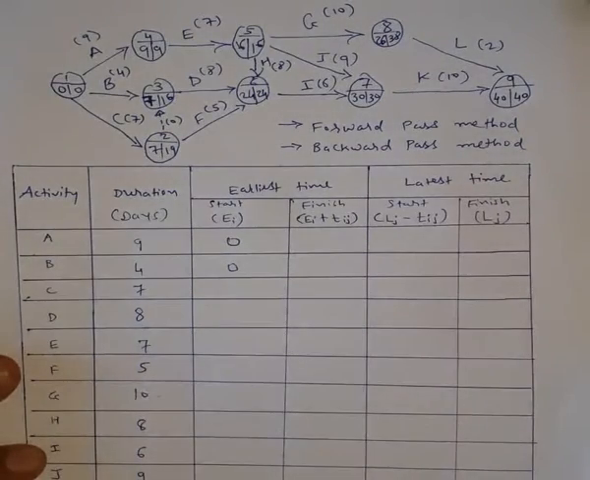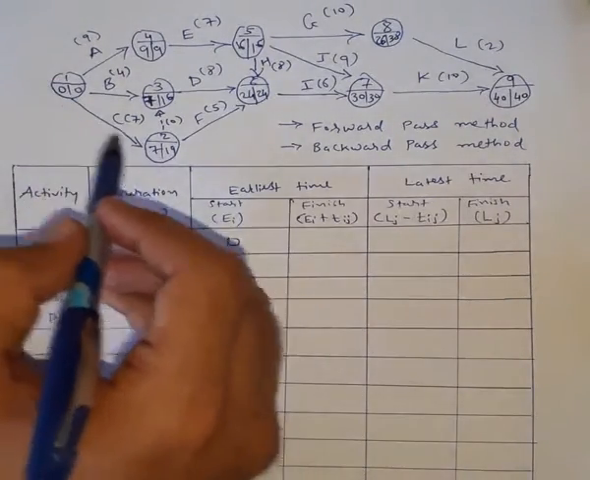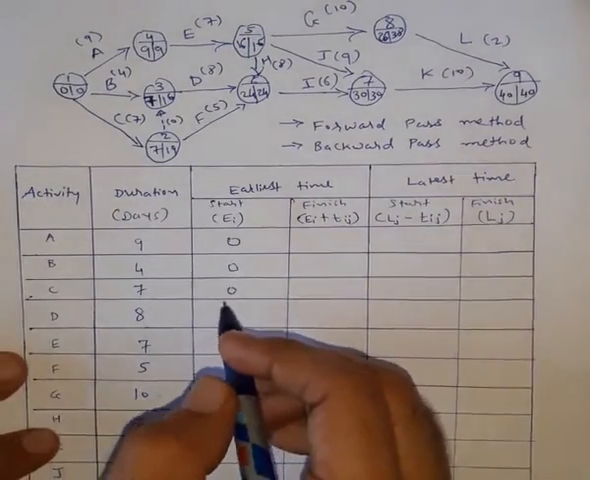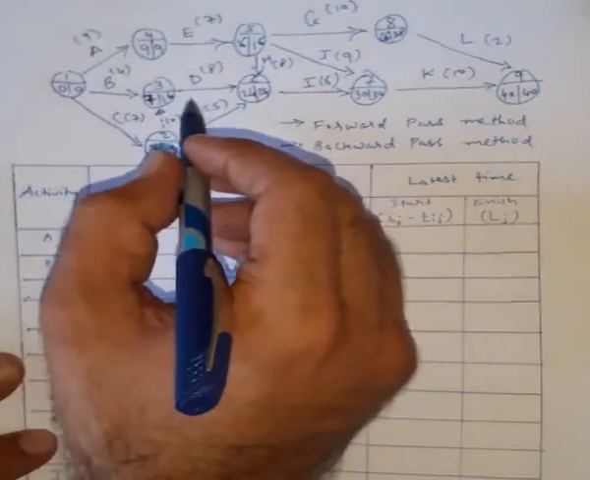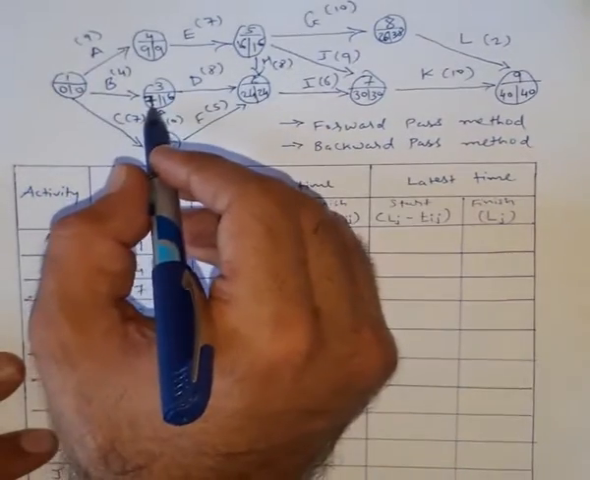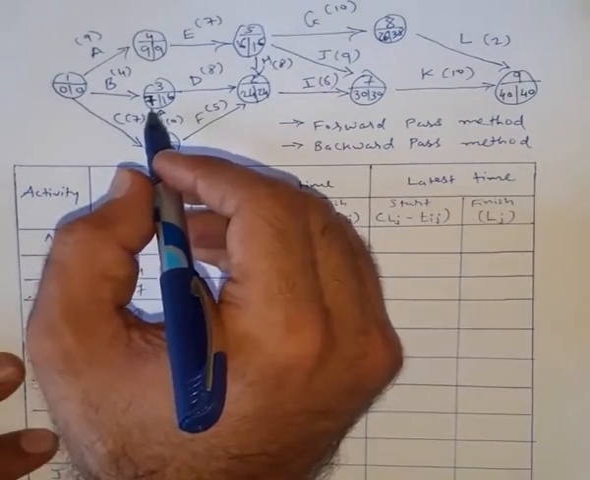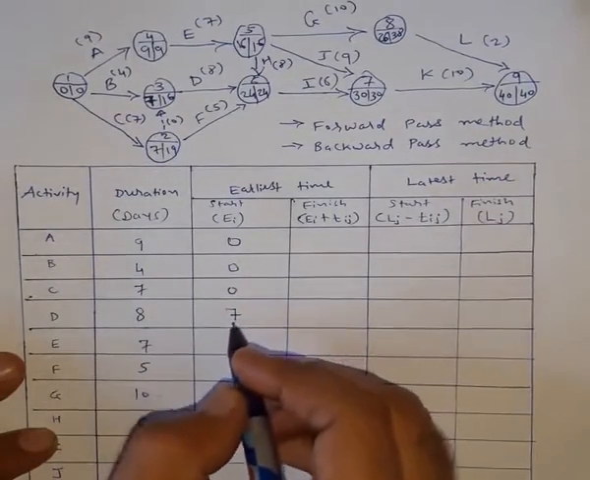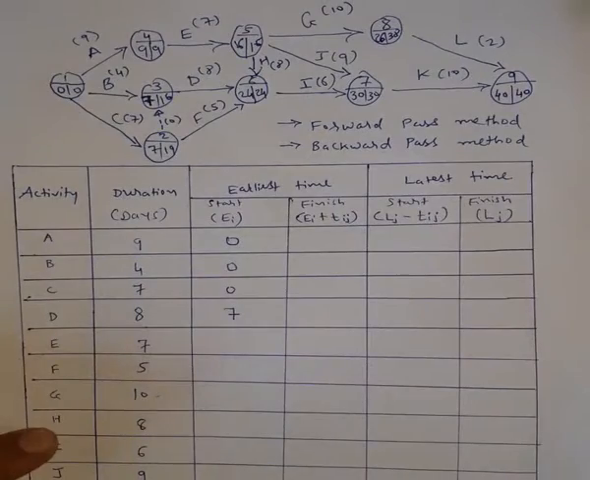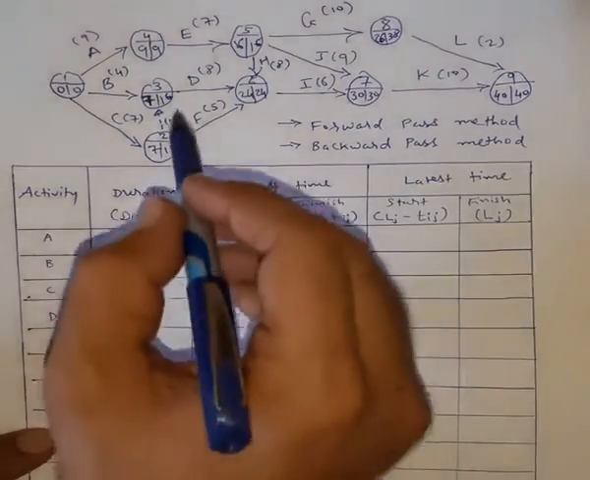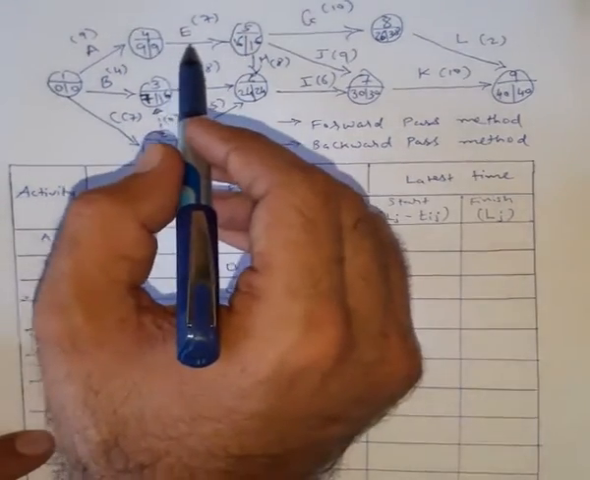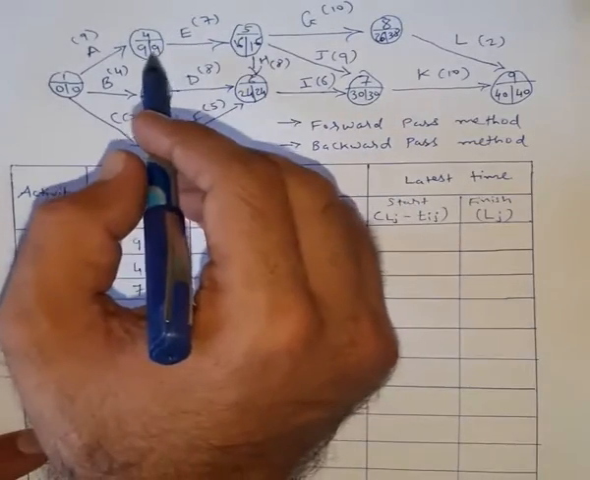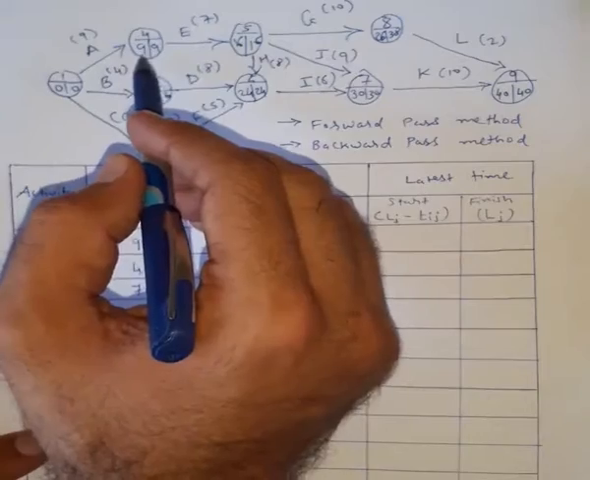For activity C, again it is 0. For activity D, this is activity D, and that is shown by 3 to 6. So the value shown on the left hand side of the partition will show us the earliest start time for activity D, and that is 7. Now for activity E, in our network diagram, activity E is shown by 4 to 5. So the earliest start time for activity E is 9.